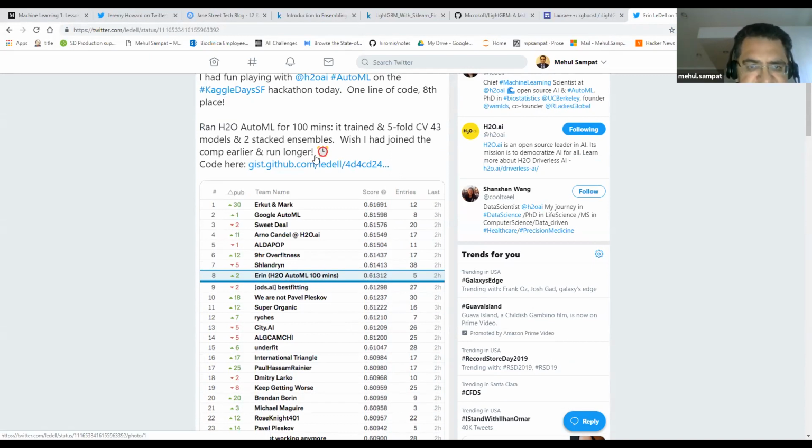Okay, here's one other interesting thing. She said she ran it for 100 minutes. We ran our model for like 4 or 5 minutes, because basically we don't have computation power. We are just using a Kaggle kernel, which is a single GPU. We're just using a Kaggle kernel, and we only use the CPU. And this was the Google AutoML, which was 0.61598.